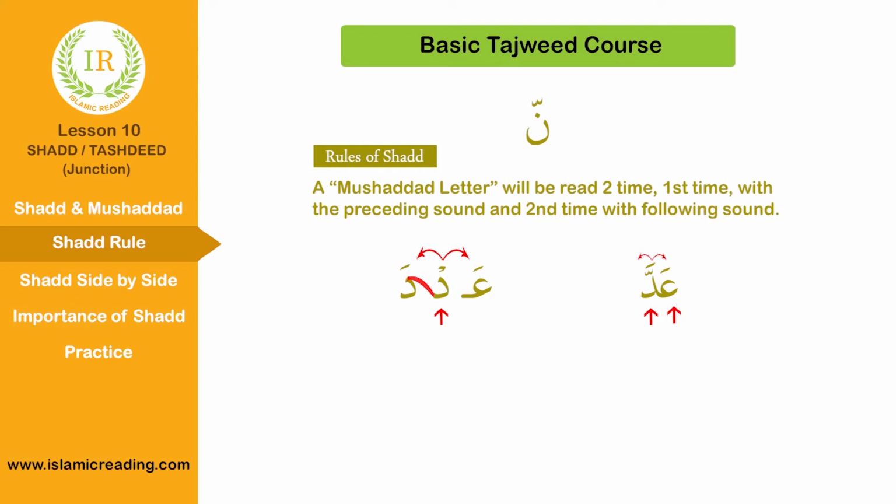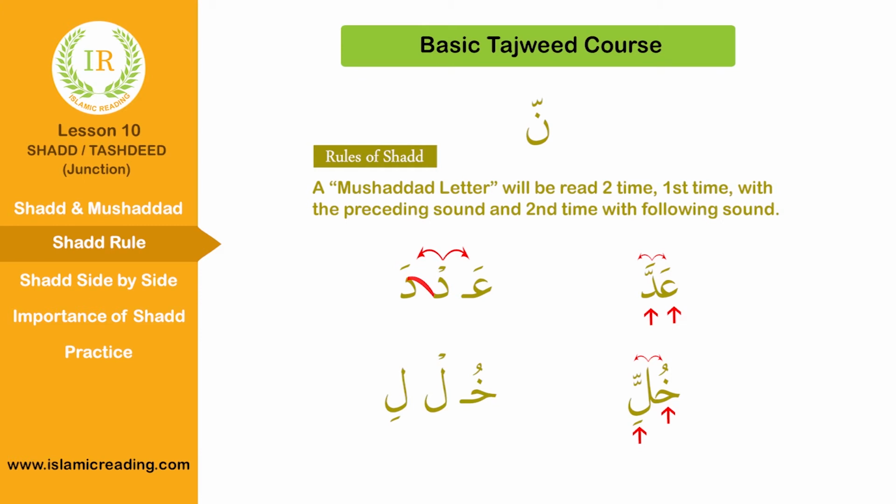That's true. When the first time a Mushaddad letter is read with the preceding sound, it is read as if it is a Sakin letter. Let's see another example. Kha has a Damma, so it will be pronounced as Khu. And Lam is Mushaddad. Lam Mushaddad will be read first time with the preceding sound, which is Khu, so it will be Khul. And second time, the Mushaddad letter will be read with its own movement, Lam Kasra, Li.